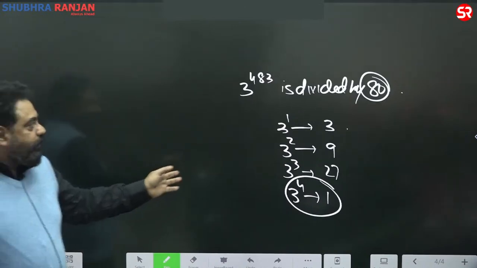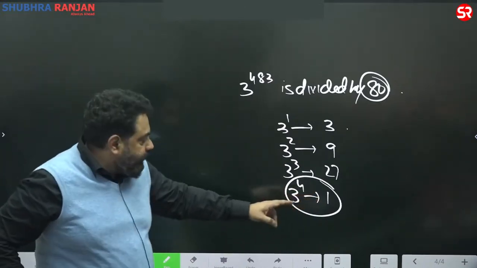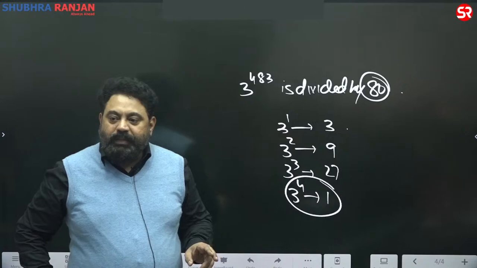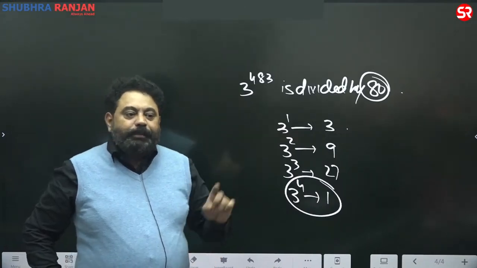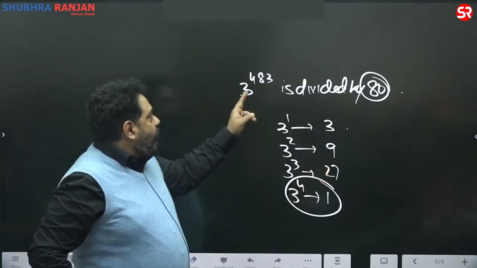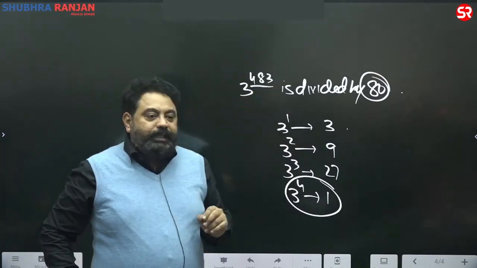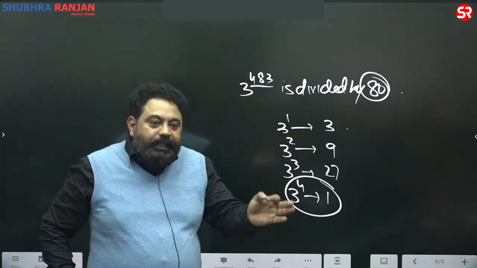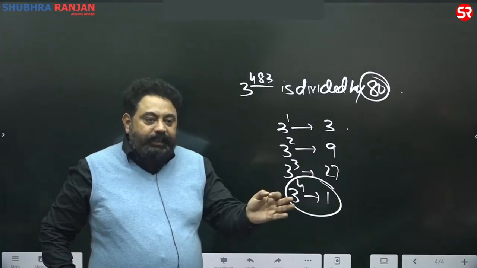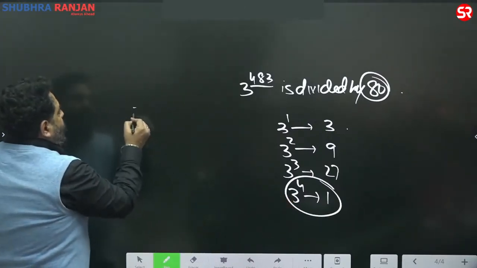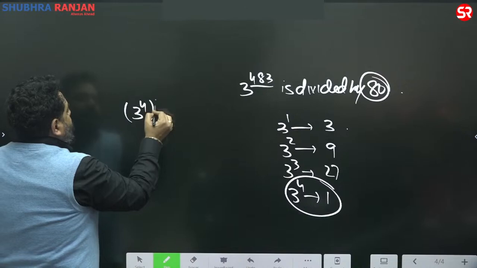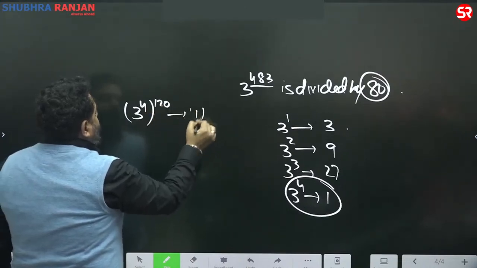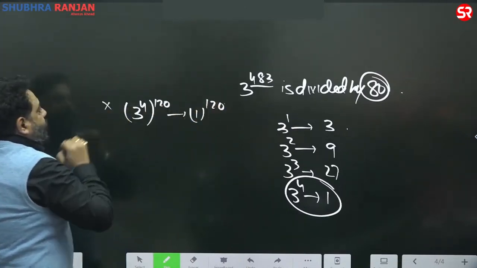Now, rather than raising to the power both sides, see, 3 to the power 4 gives you 1, which means 3 to the power any multiple of 4 gives you 1. A multiple of 4 less than 483. 480. You can directly write it. Either you write, sir, 3 to the power 4 raised to the power 120 gives you 1 to the power 120.